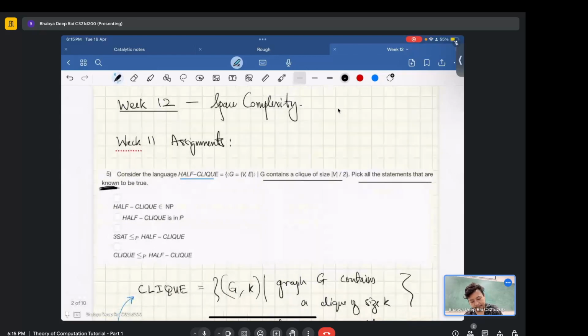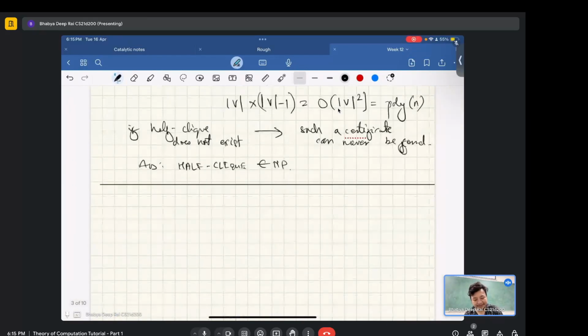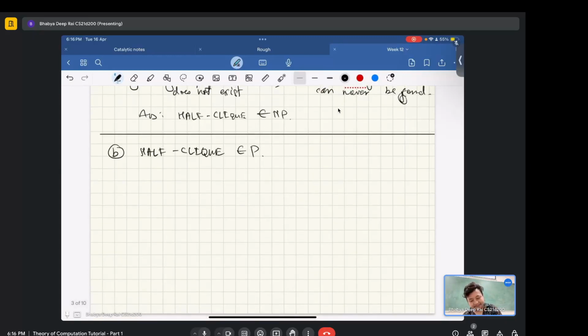Okay. Now, half click is in P. Let's think about that question for a while. Is this true or not? Now let's try to come up with the simplest algorithm for it.